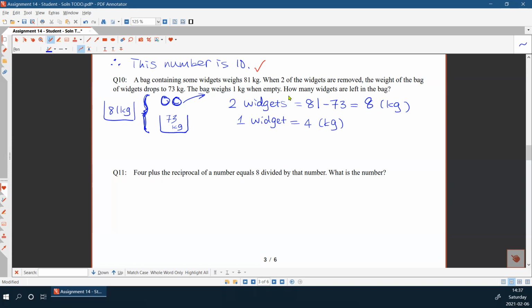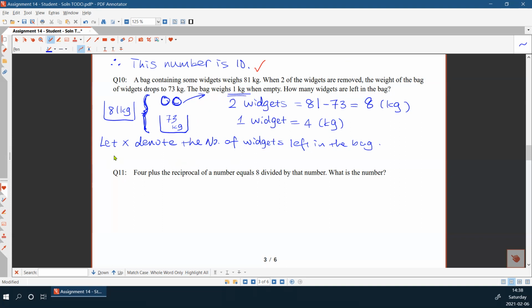And it asks you to find how many wedges are left in the bag. Okay, we don't know this number, right? So let's use a letter x to denote the number of wedges left in the bag. Okay. We can solve this by using all the known information. What information haven't we used yet? The bag weighs 1 kilogram, right?